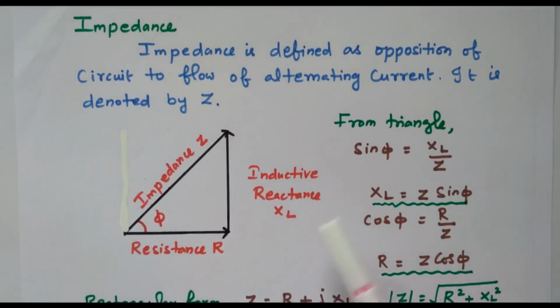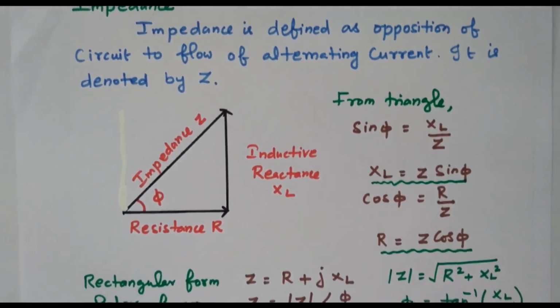So from this diagram we can find the value of sin pi. So this is the angle pi. Sin pi is nothing but opposite side by hypotenuse, XL divided by Z. We cross multiply this so that XL equal to Z sin pi. So we can find the XL by using this formula, Z sin pi. Then find the cos pi. Cos pi equal to adjacent side by hypotenuse, R divided by Z. Cross multiply this so that R equal to Z cos pi. So we can find the R value by using this expression, similarly XL value from this expression.